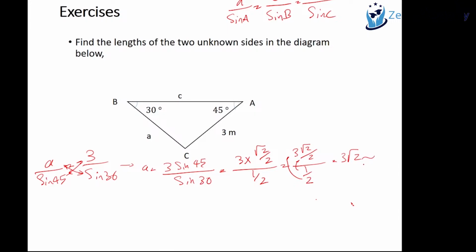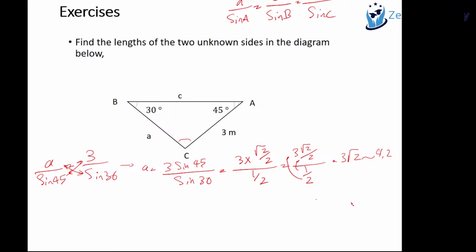Which would be 4.2. Now that I find the value of the A, which is 4.2, for the C, I can again use the sine rule, but I don't have the angle in front of it. How can I find the angle C here?